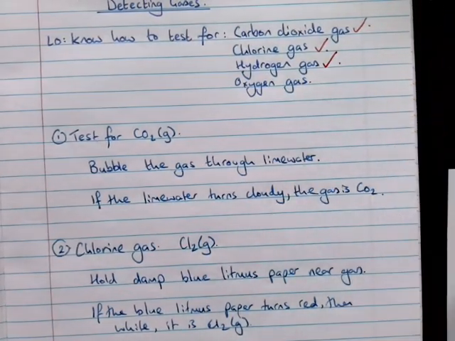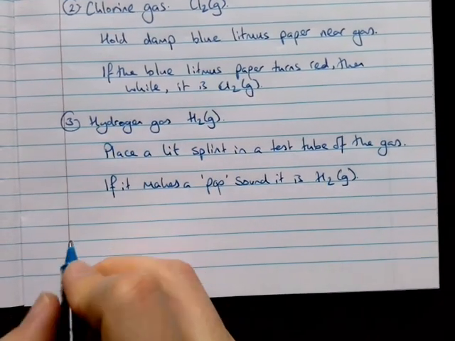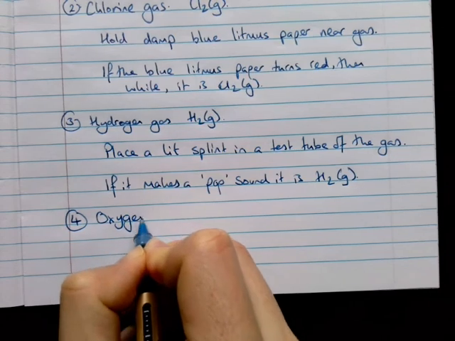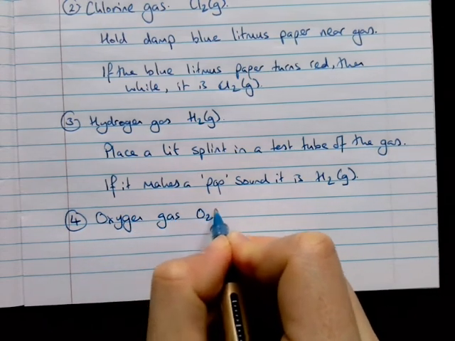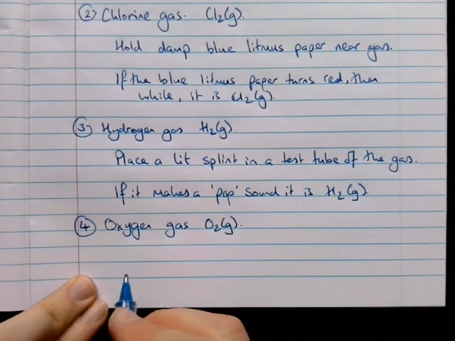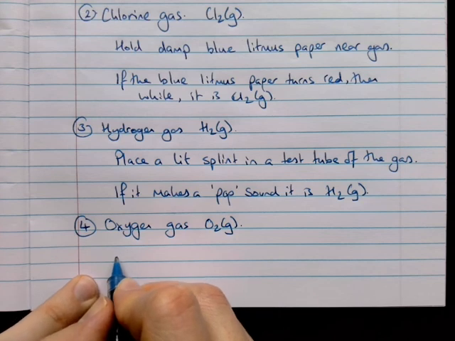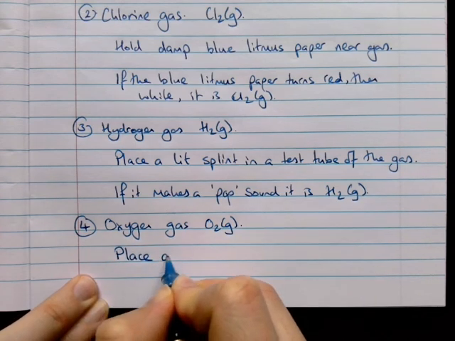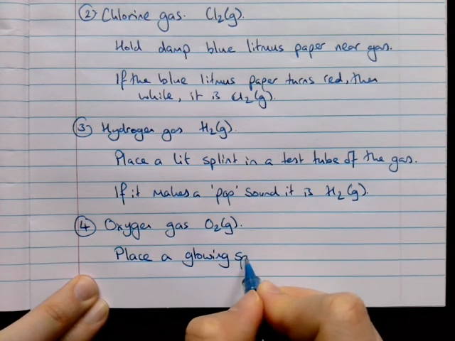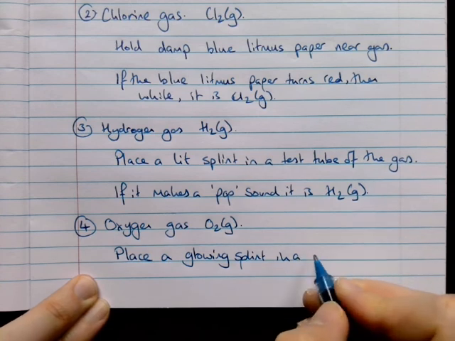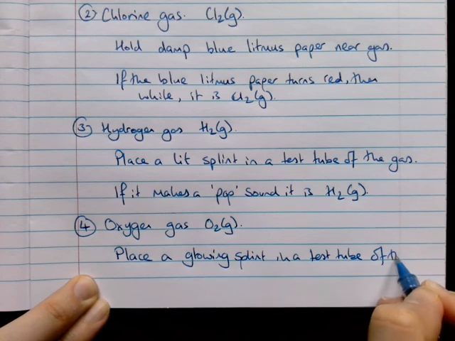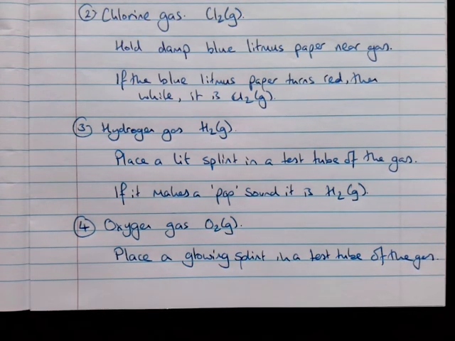So one more to go, oxygen gas. All right, so number 4 is oxygen gas, O2. Okay, and now the test is similar to the hydrogen test, but now we place a glowing splint in a test tube of the gas. A glowing splint.